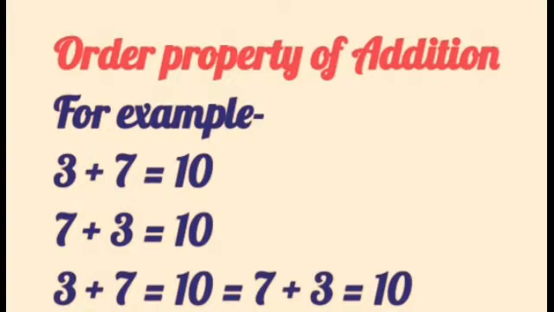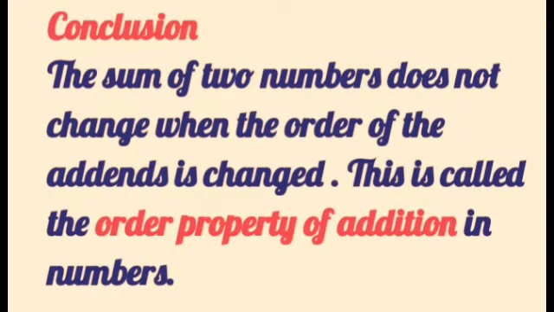For example, 3 plus 7 equals 10 and 7 plus 3 is also 10. So 3 plus 7 is equal to 7 plus 3. This is called the order property. The sum of two numbers does not change when the order of the addends is changed. This is called the order property of addition in numbers.